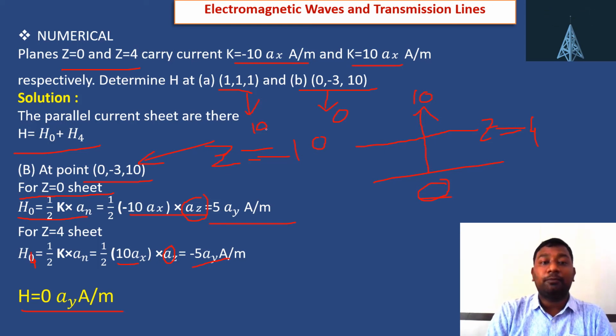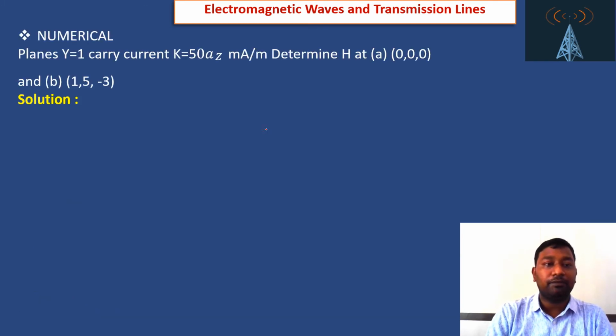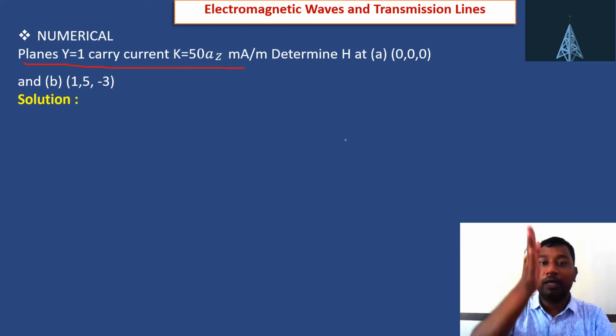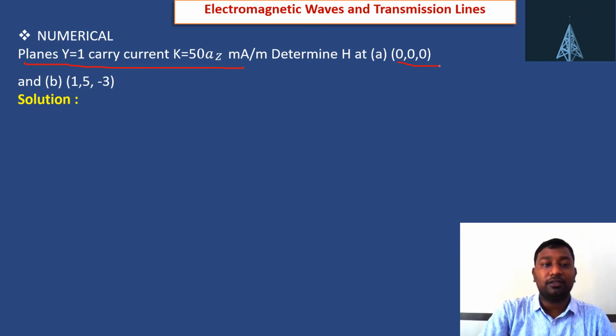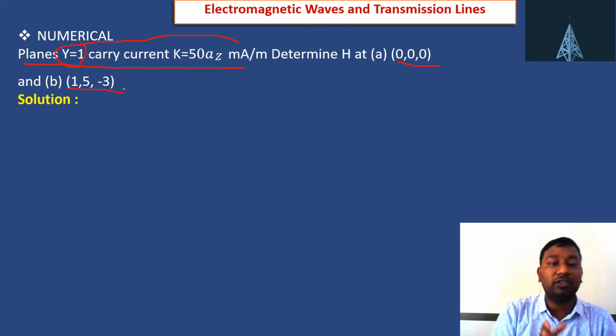Okay, based on same principle. So plane y equal to 1 carries current. So here y equal to 1. Okay. Earlier we have seen z plane. Now y plane. So plane is same. Okay. Now determine h at 0, 0, 0 and 1, 5, minus 3. So here only one sheet, y equal to 1 sheet. Earlier case we have seen 2 sheets. That's why we added. But here only one sheet. So we will calculate only one value.